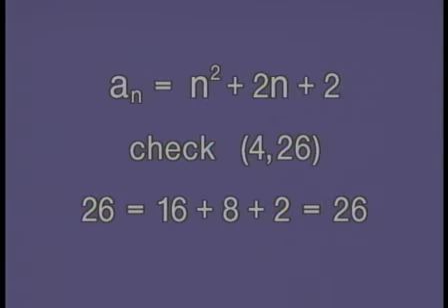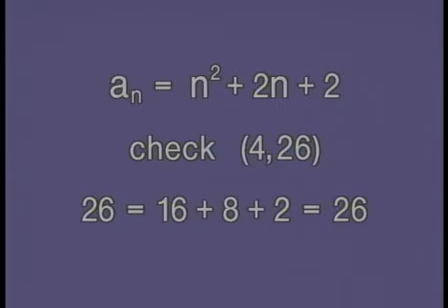And it says check. Let's check 4 comma 26. Because 4 comma 26 is a point we didn't use. We have all these extra points. Use a point we didn't use to solve for a, b, and c. We plug in 26 for a sub n. 4 squared, n squared is 16. 2 times 4 is 8, plus 2 equals 26. Since 26 equals 26, we're okay.